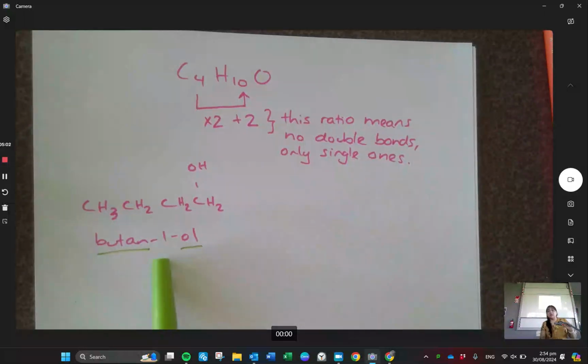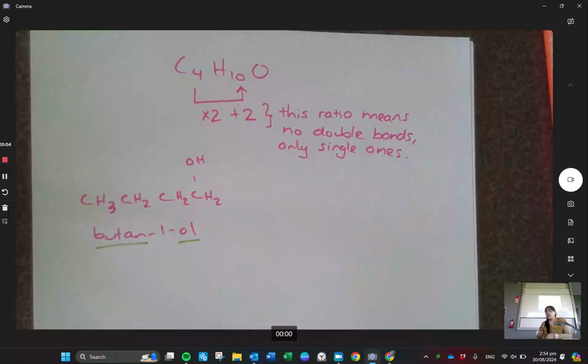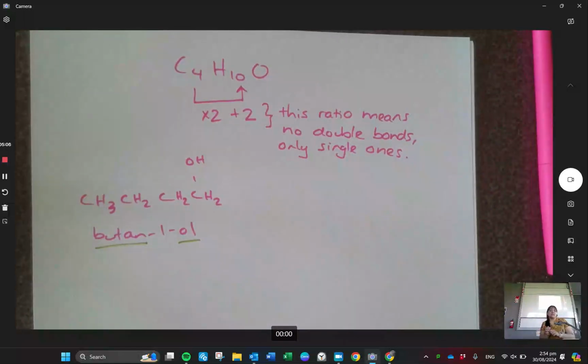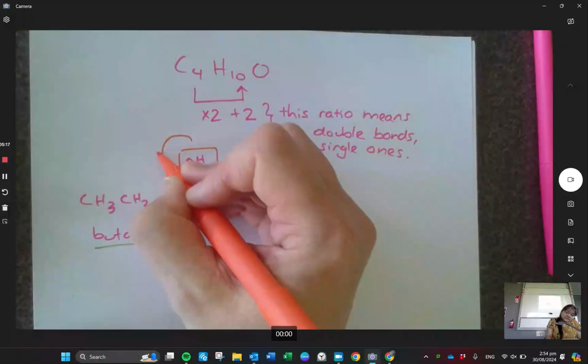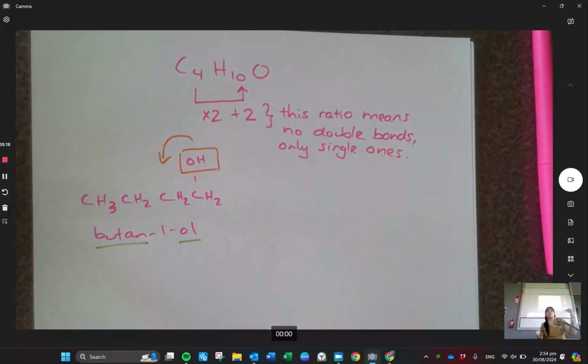And then 1 tells me where it's located. All right. When it comes to isomers of this situation, what I would do is I would move the functional group first and see how many variations I can get with that. So we take this alcohol over and we move it down to the next carbon because that will help me form a new type of molecule.